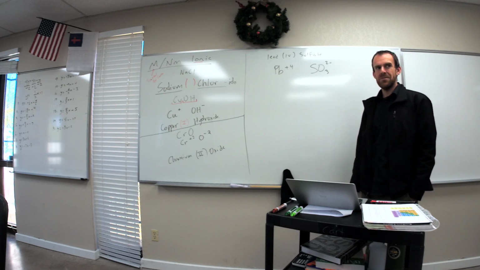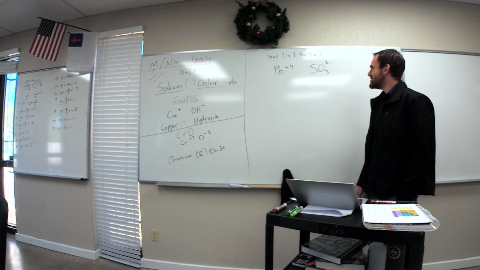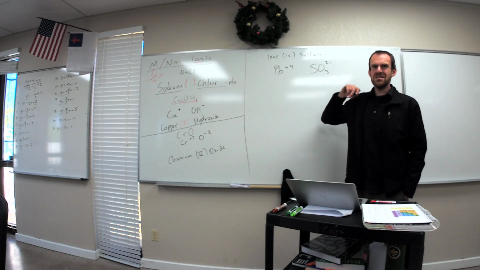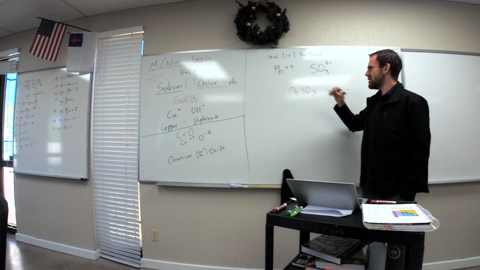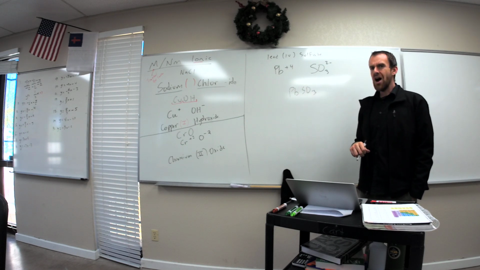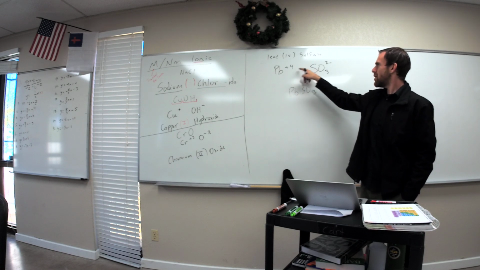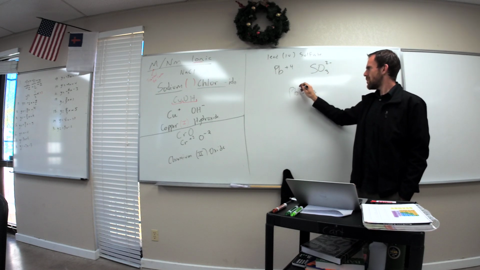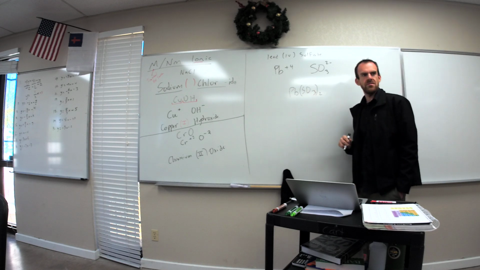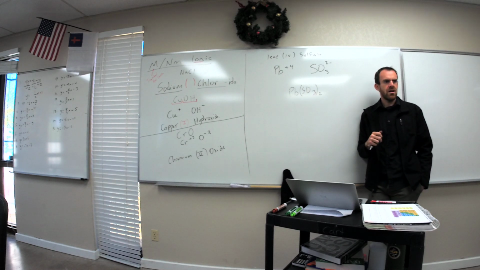Okay. So now, what's the formula? Is it PbSO4 or PbSO3? No. Why? Because 4 minus 2 does not equal 0. So I need 2 of these per 1 of those. So that's your formula.